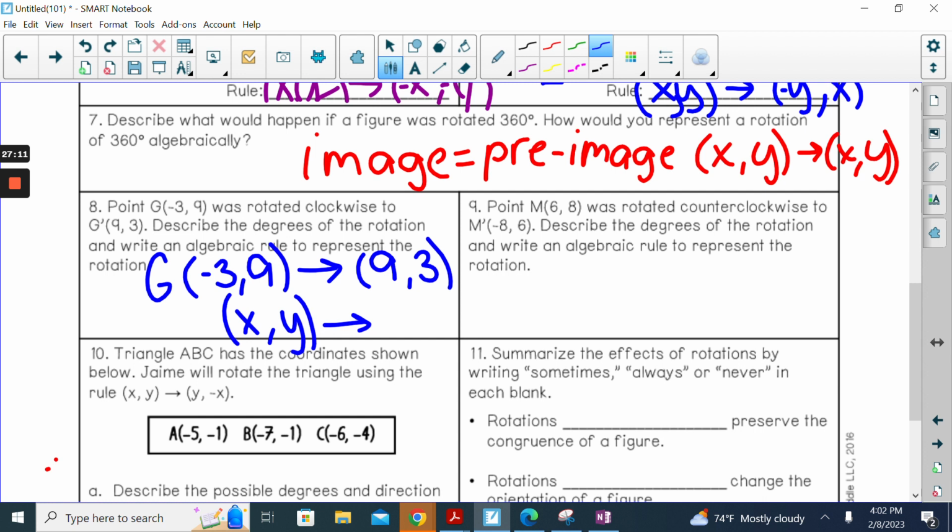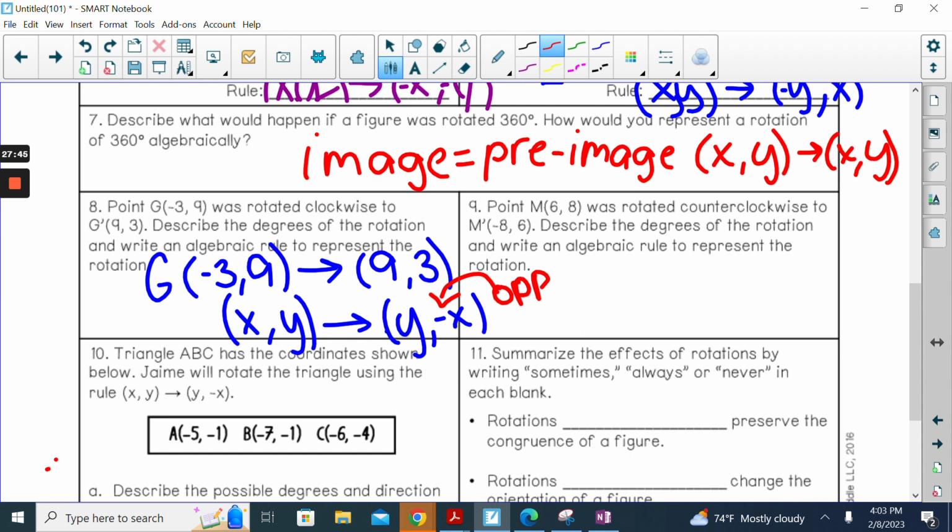We have x, y, so x and y flip. And, well, they flipped. X went from negative to positive, so it's going to be y. And then it is opposite of x. Again, stress this is not negative x because we went from negative to positive. So it doesn't mean x has to be negative. It is the opposite of x.